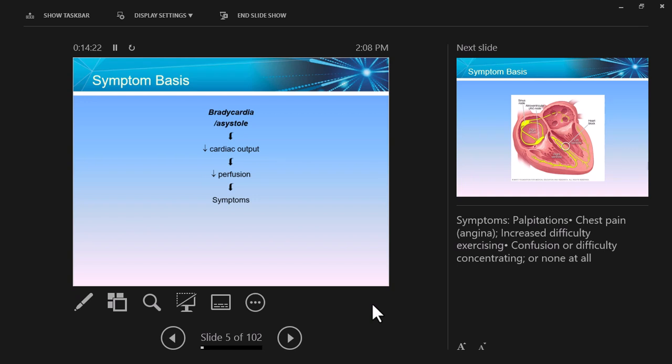Other symptoms that you would see your patient having are palpitations. What are palpitations? Say it again? Okay, tell me a little more though. Give me a little more detail, Martina.